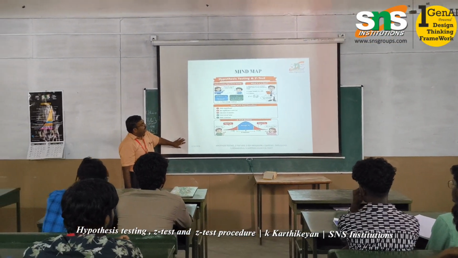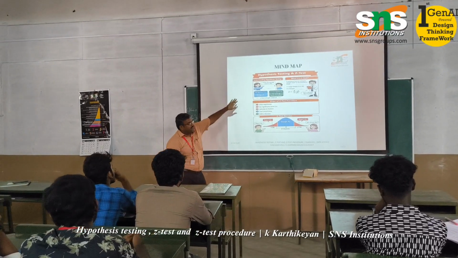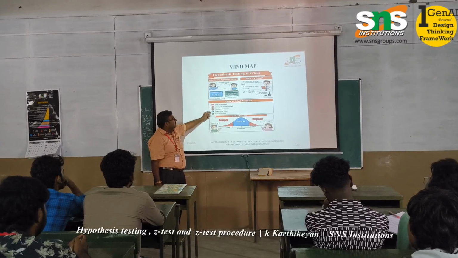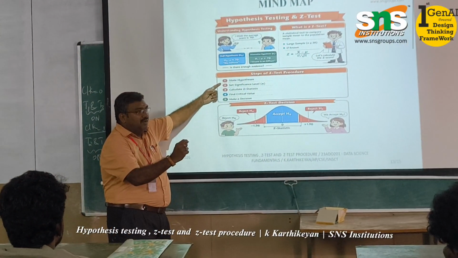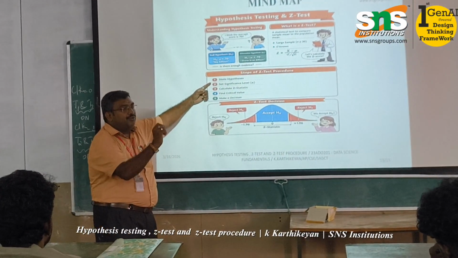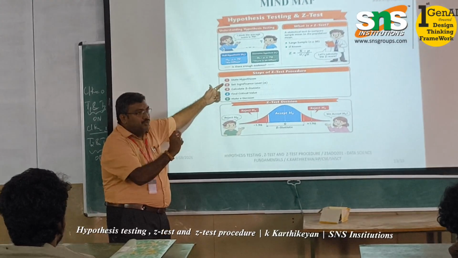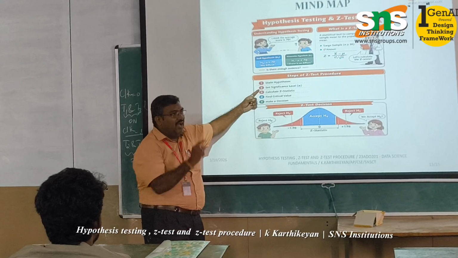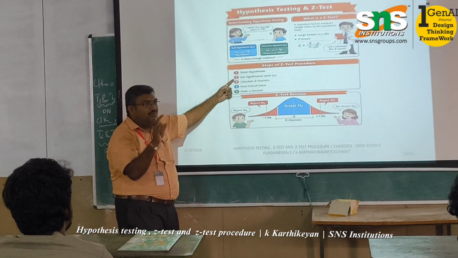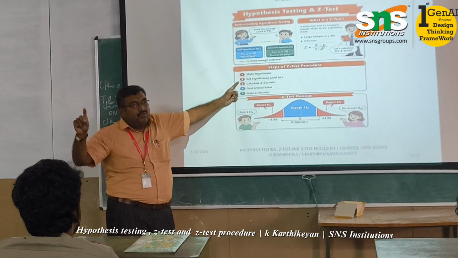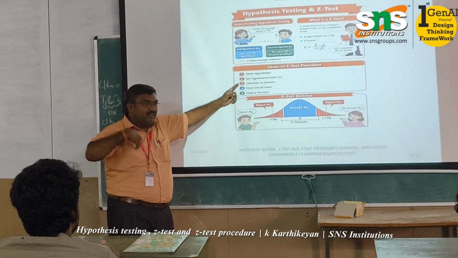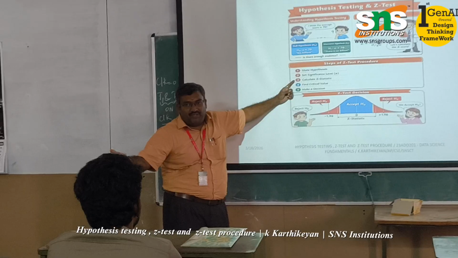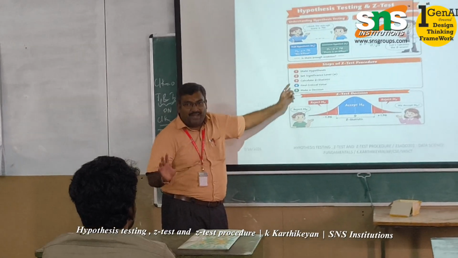So this is a mind map for easily understanding hypothesis testing, the test statistic, and the step-by-step procedure. First step: state the hypothesis. Mu equal to what value? Mu not equal to what value? Second, set up the significance level, for example alpha, with critical values minus 1.96 and plus 1.96. Otherwise, you have to take some assumption, for example minus 0.5 and plus 0.5. You can assume the maximum value.